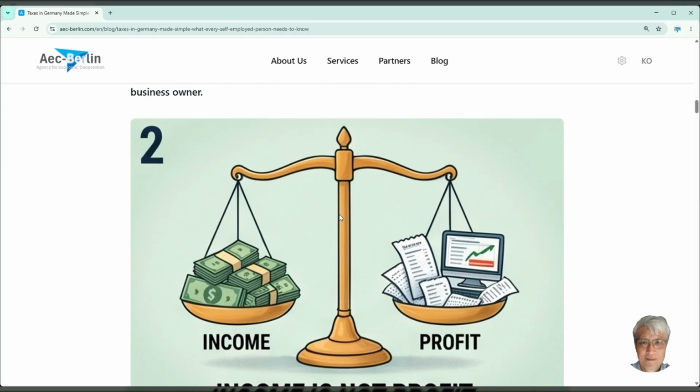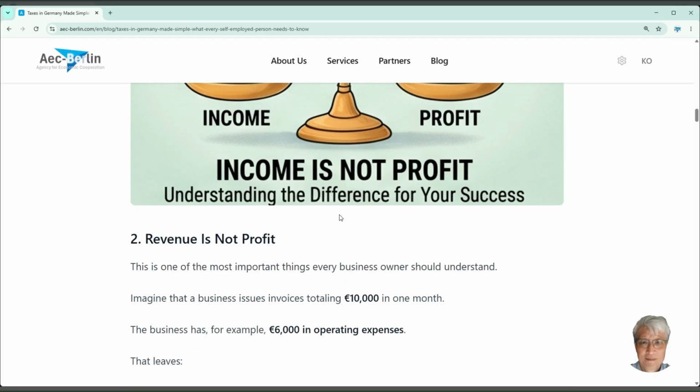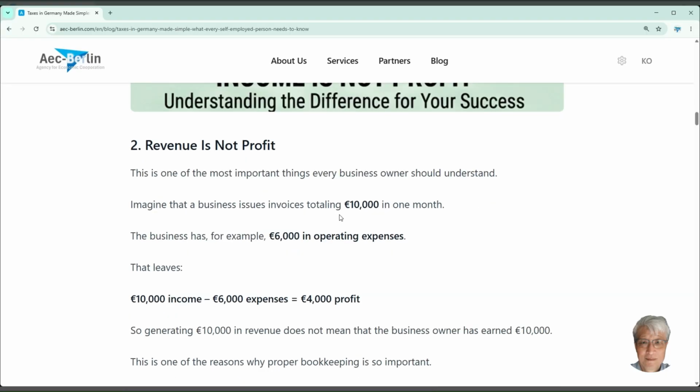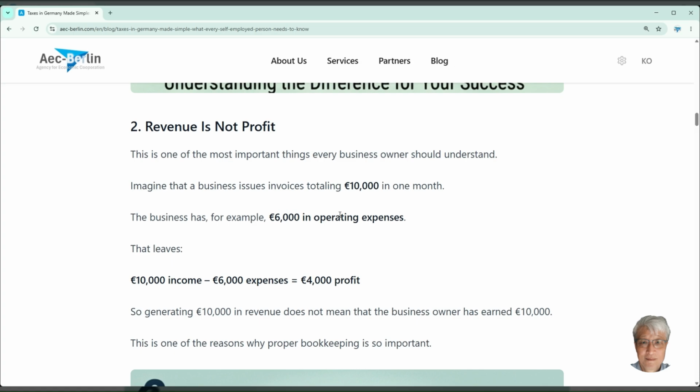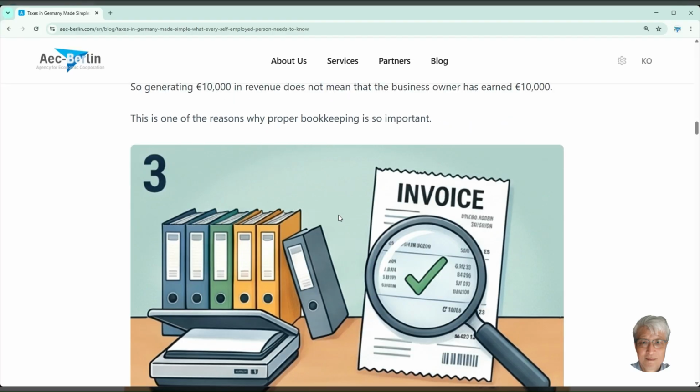2. Revenue is not profit. This is one of the most important things every business owner should understand. Imagine that a business issues invoices totaling 10,000 euros in one month. The business has, for example, 6,000 euros in operating expenses. That leaves 10,000 euro income minus 6,000 euro expenses equals 4,000 euro profit. So generating 10,000 euros in revenue does not mean that the business owner has earned 10,000 euros. This is one of the reasons why proper bookkeeping is so important.